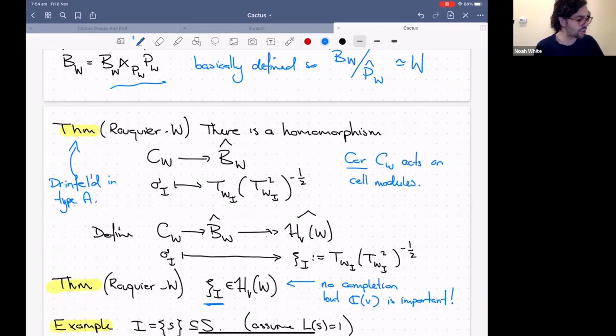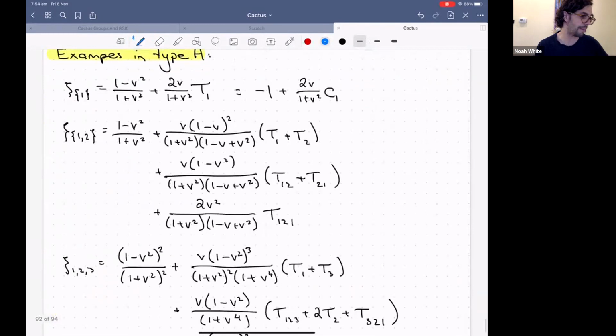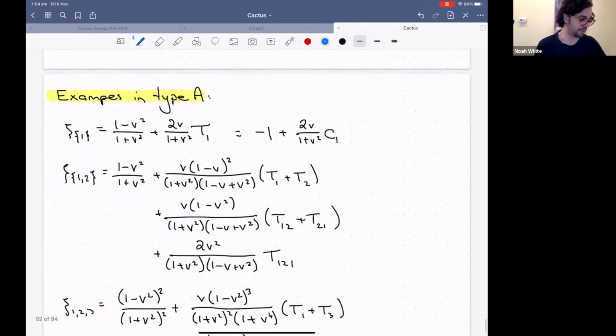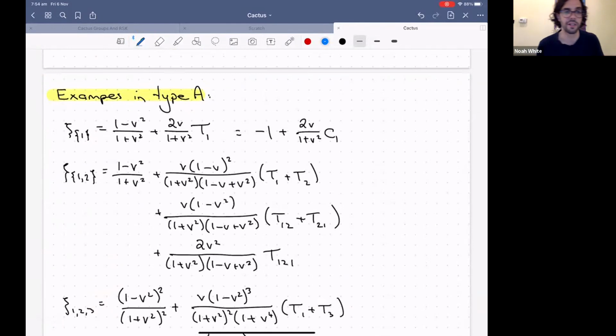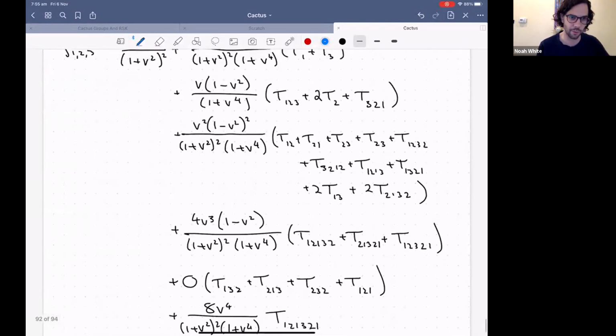Okay, so let me just show you some examples of what these elements look like in type A. I don't know if this will be particularly nice. I think it would be very interesting to figure out what particularly the denominators are. The denominators don't vanish at 0. That's important later, but I don't really know why. So it would be interesting to have some explanation for the denominators that appear and the numerators. Okay, but as you can see, they get quite complicated quite quickly.